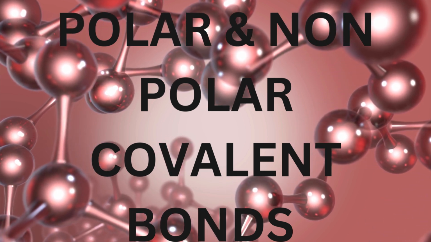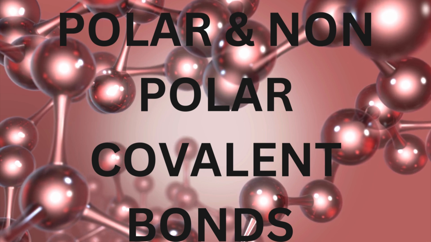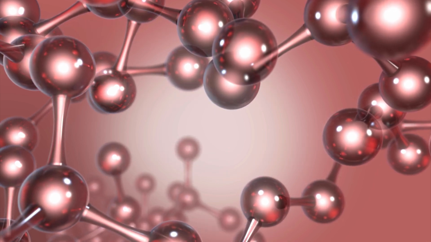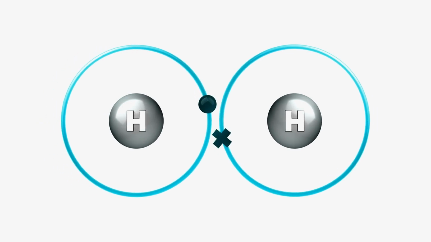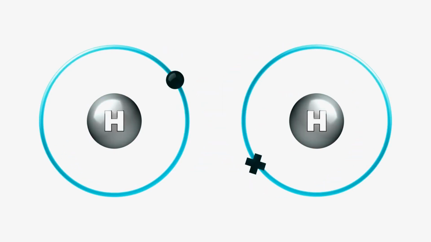First, let's start with covalent bonds. A covalent bond forms when two atoms share electrons instead of transferring them. Atoms do this to become more stable, usually by filling their outer shell of electrons.